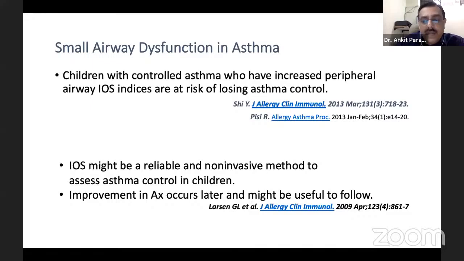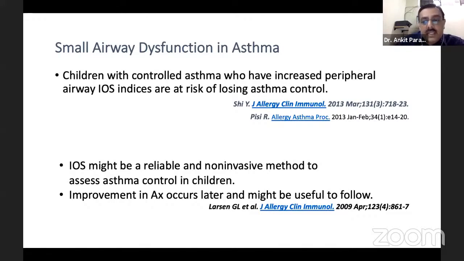I'm not saying in all patients, it's a group of patients which would benefit. There's a well-known fact that they have small airway dysfunction, which may not be picked up with a spirometry, which is looking at larger airways as compared to smaller airways, which oscillometry can look at.